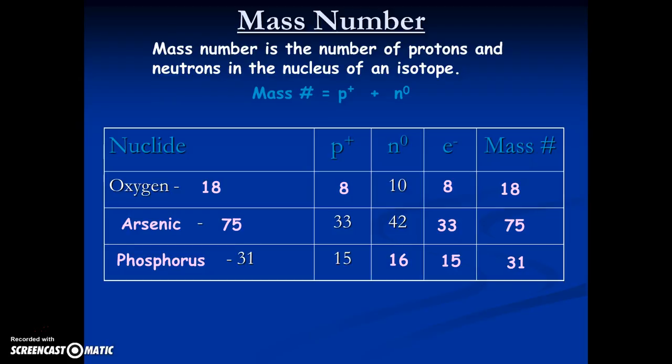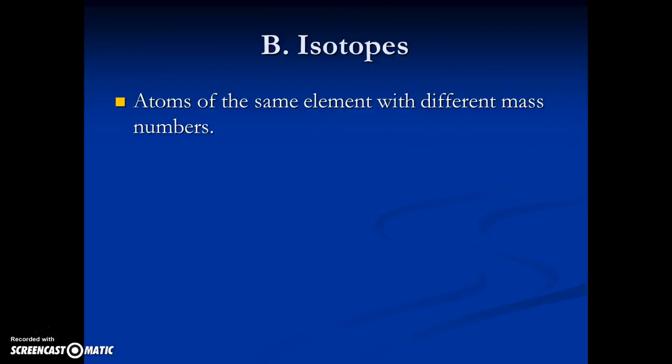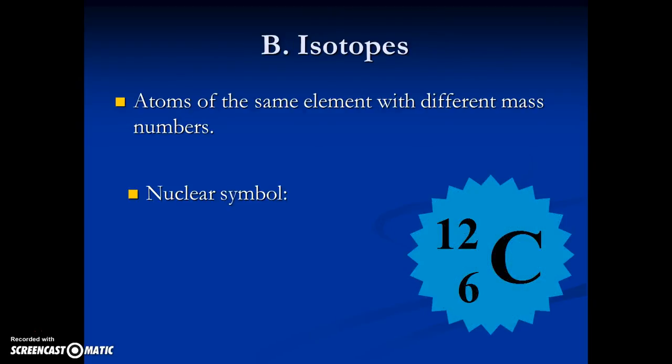So the number of protons plus the number of neutrons always equals the mass number. The number of protons always equals the atomic number. That number we can find on the periodic table. And the number of protons also equals the number of electrons. As I said before, isotopes are atoms of the same element with different mass numbers.